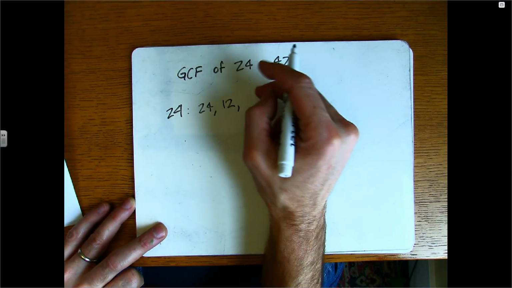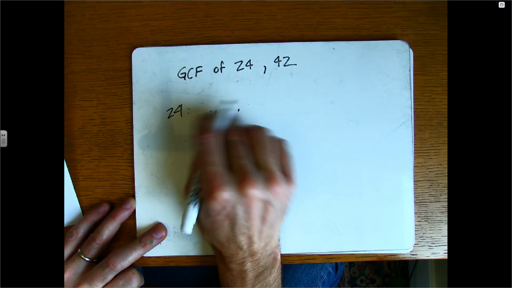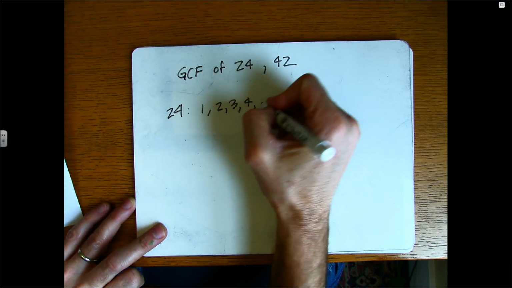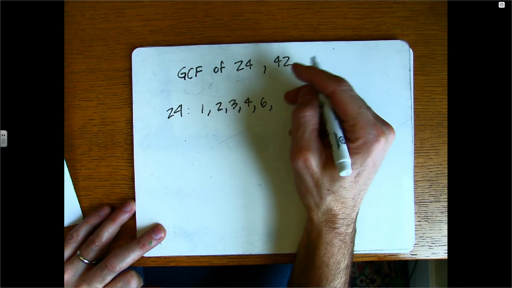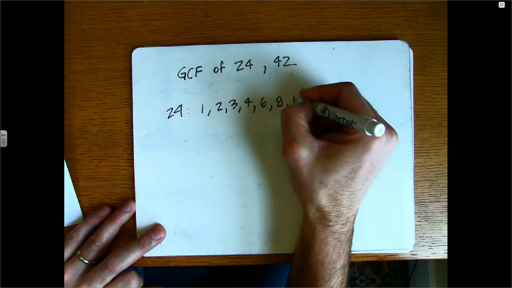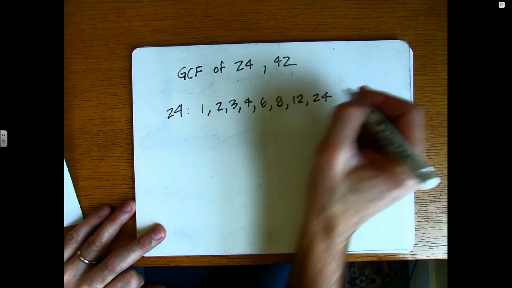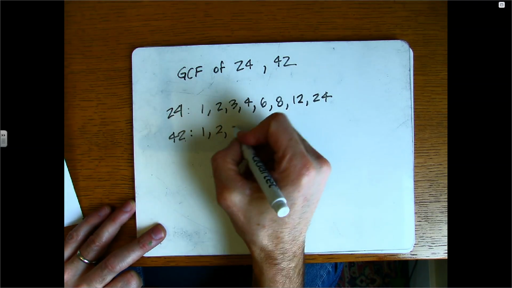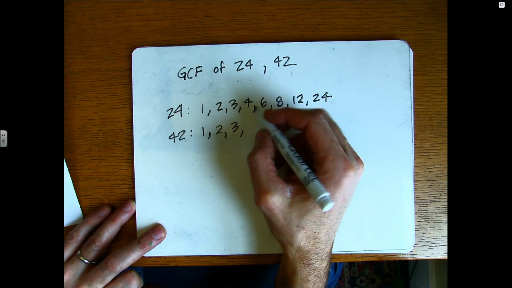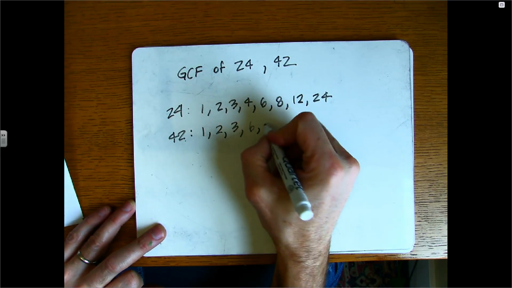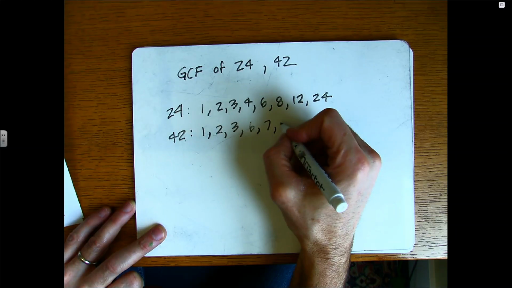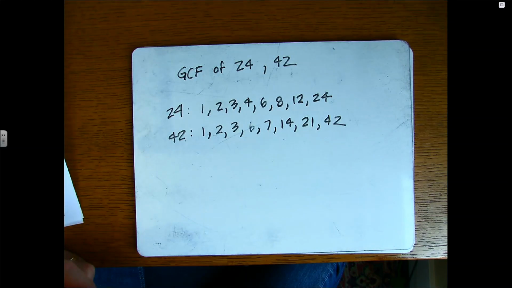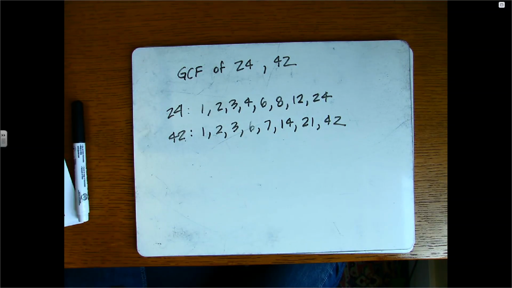Let's try this again. The factors of 24 are 1, 2, 3, 4, 6, 8, 12, and 24. And 42 is going to have as factors 1, 2, 3, 6 and 7, 14, 21, and 42. And so what would be the GCF of these two?